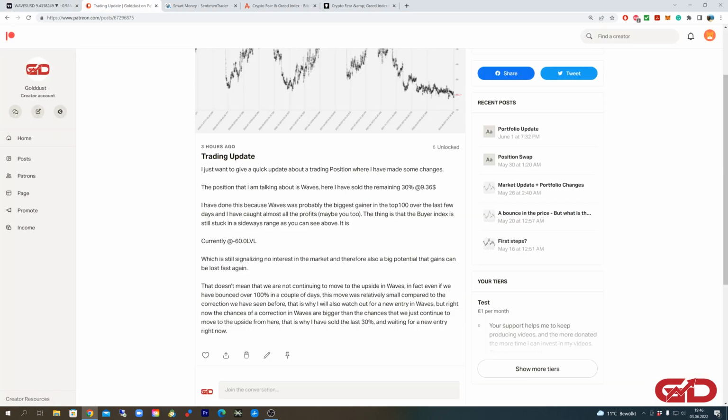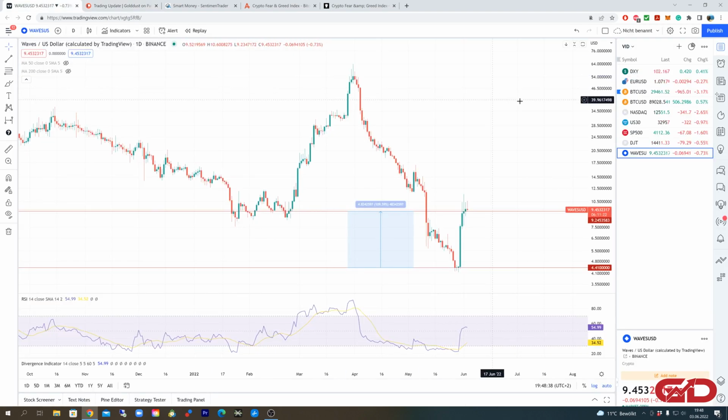That is my Patreon account. There I've posted this, and here you can see the position that I'm talking about is Waves. Here I have sold the remaining 30% at $9.36, so pretty exactly where we are right now. And right now we are getting to the topic of why I have done this, what I'm expecting for the future and what my plans for the future are. So let's get straight into this.